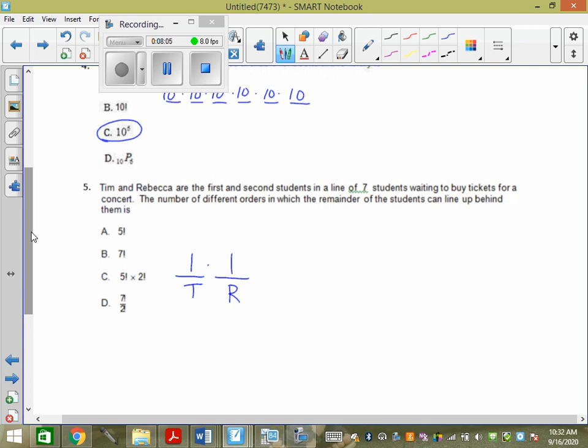7 students waiting to buy tickets for a concert. The number of different orders students can line up behind. There's 5. So we have 5. Then you go 4, then 3, then 2, then 1, which we could represent as 5 factorial or 5P5. Because we start at 5 and we go down by 1 each time. So then we can use the P formula.